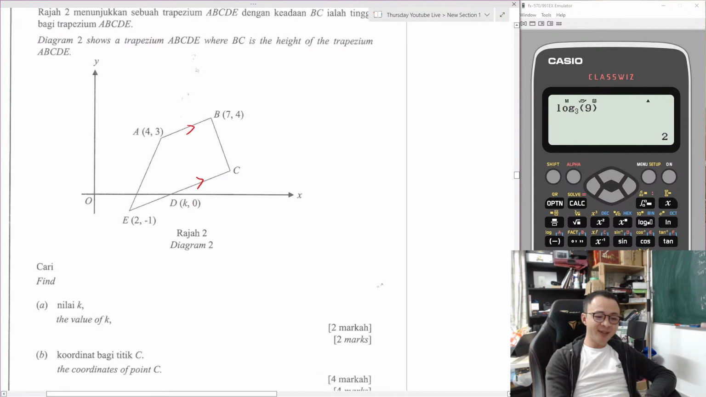And then BC is the height of the trapezium. Okay, when we say height, height means 90-degree height. Unless it's something like slant height, then it's a different case. So this one, they say BC is the height of the trapezium. It's trying to tell you there's a 90-degree angle there. Okay, there's 90 degrees here.